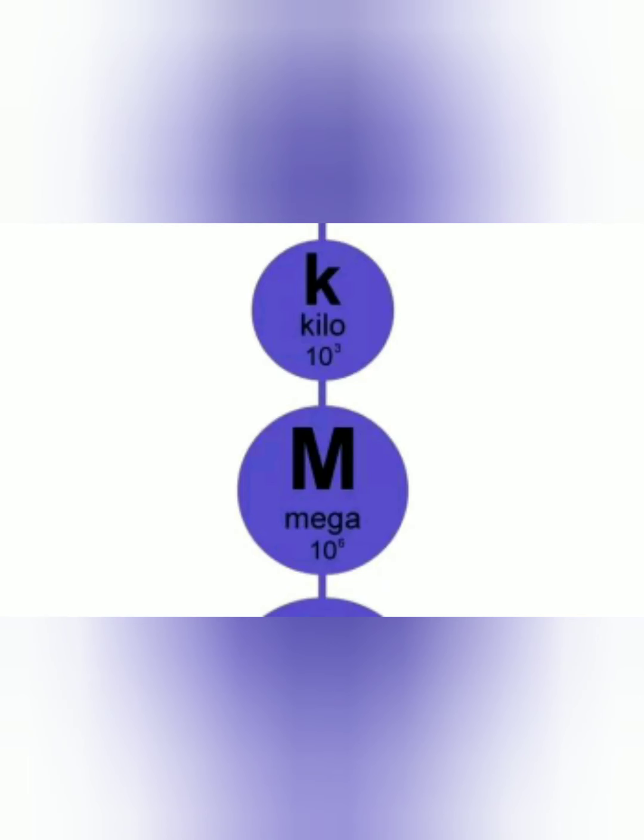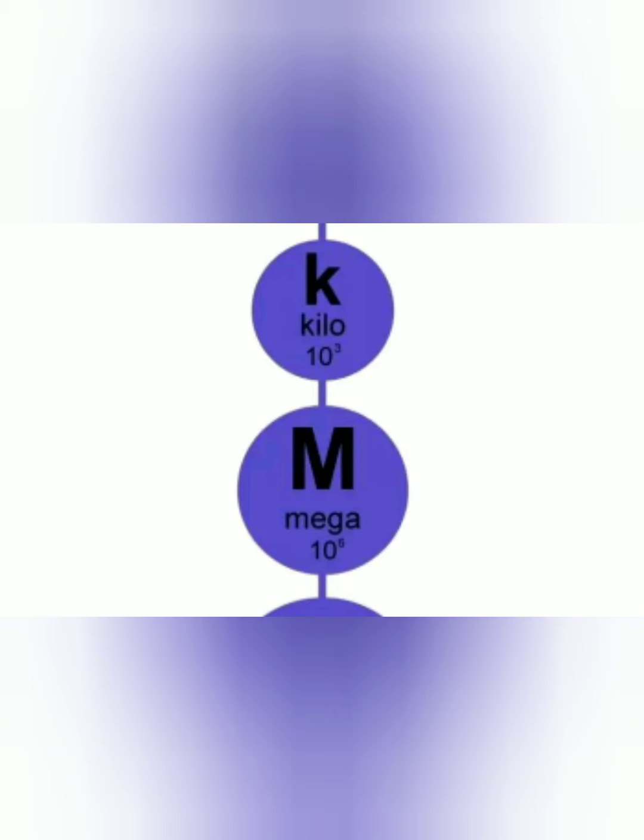Higher resistance is measured in units like kilo ohm and mega ohm. 1 kilo ohm is equal to 10 power 3 ohm, whereas 1 mega ohm is equal to 10 power 6 ohm.